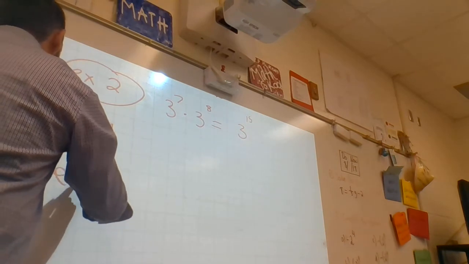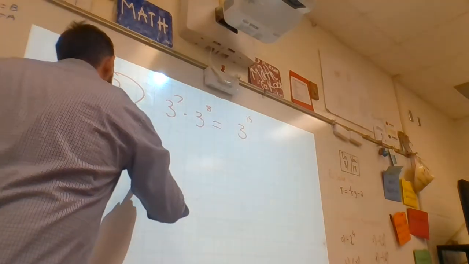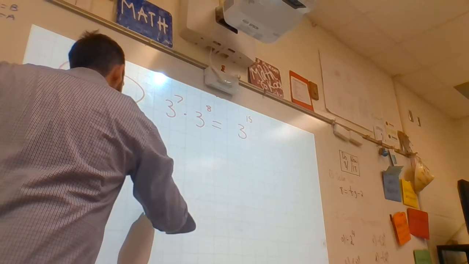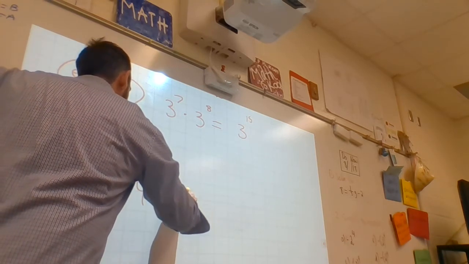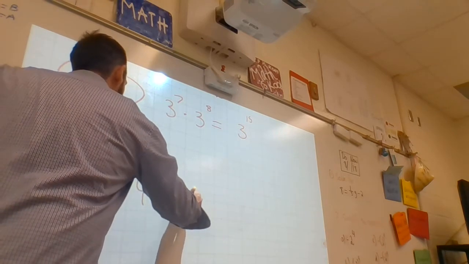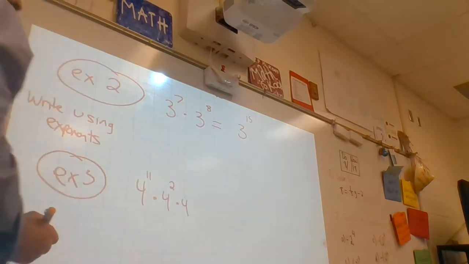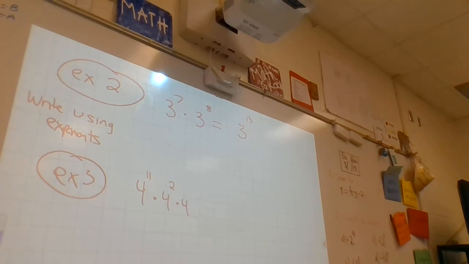Here's example 3. Same directions. Oh, I'm going to throw a little curveball at you here. That is an analogy for baseball. Curveball is something hard to hit, something y'all haven't seen before. 4 to the 11th times 4 squared times 4. Oh, boy. Jackson, what do you think your answer is for this one, if it says write using exponents? I would say 4 to the 14th power.